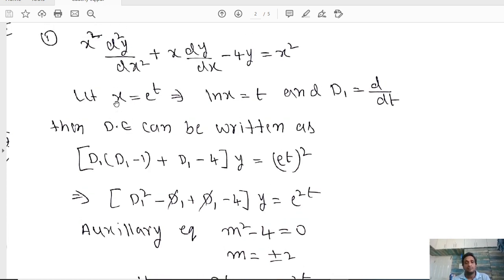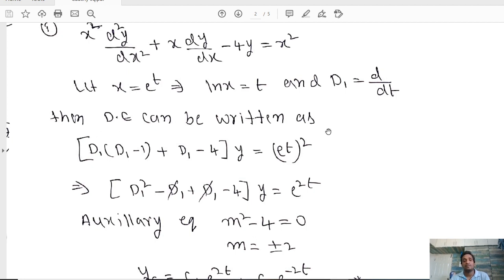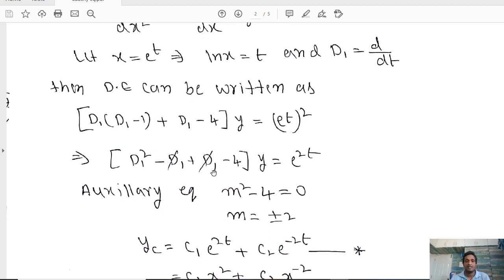So what is the procedure in this type of problem? x is equal to e power t, then ln x is equal to t, and I have said just now D1 is equal to d by dt. So the differential equation can be written as D1 into D1 minus 1 plus D1 minus 4 into y is equal to x square, which is e power t whole square. If I simplify, D1 square minus D1 plus D1 minus 4 into y is equal to e power 2t, and minus D1 plus D1 gets cancelled.